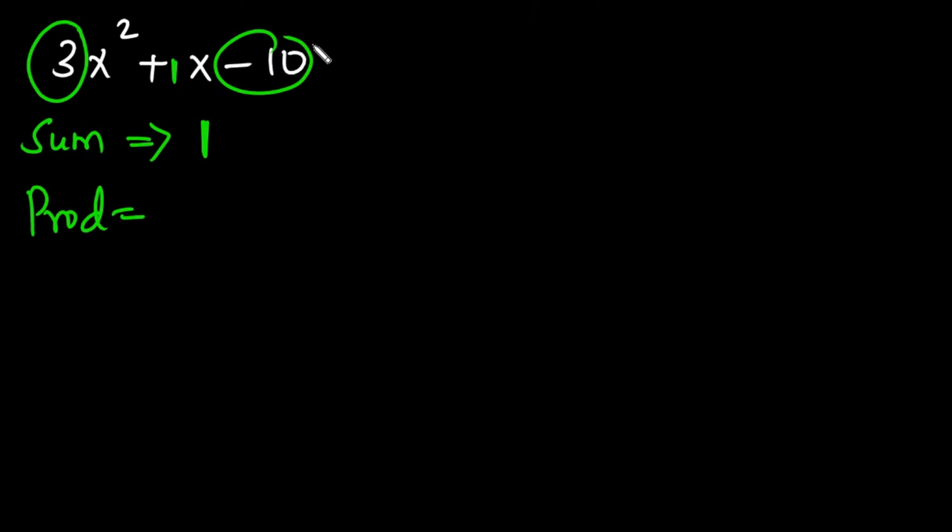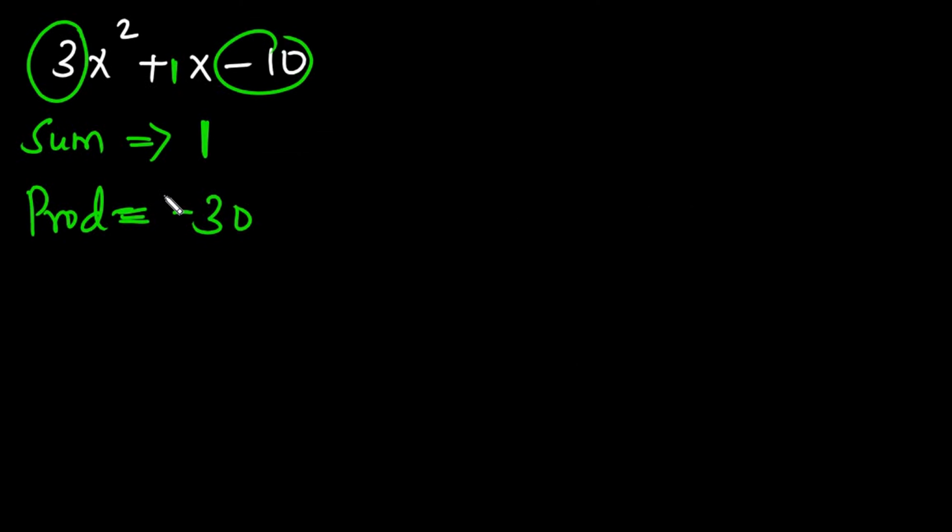Okay. So as I told you, it's supposed to be 3x squared plus x plus minus 10. So this is minus 10. But because we said that a plus followed by a negative, we just represent it as a single negative sign. It's going to be that way. So we're going to use the product as negative 10 times 3. That is negative 30.